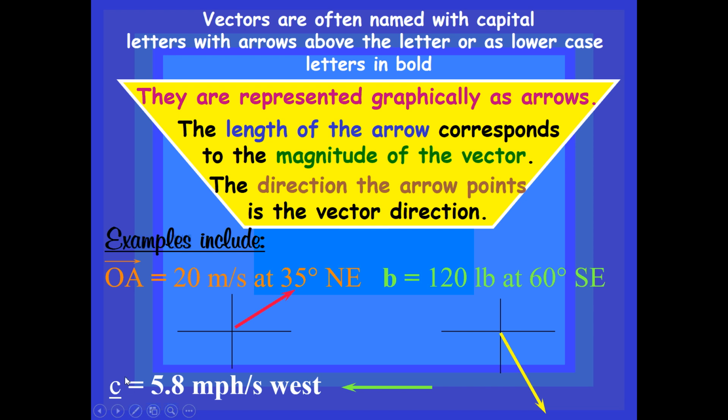In our textbook, they'll tend to use a little squiggle. Sometimes students write C with a little line underneath it to mean a vector C. So this little vector here is an example of C. You would label it C with a little line underneath it.